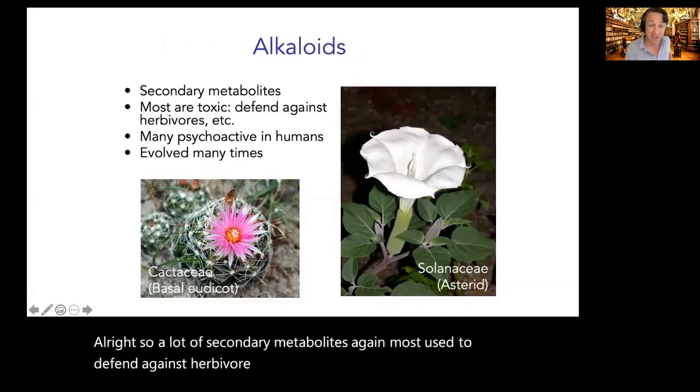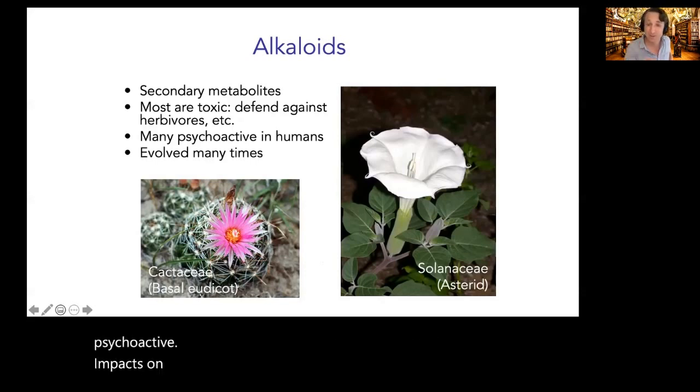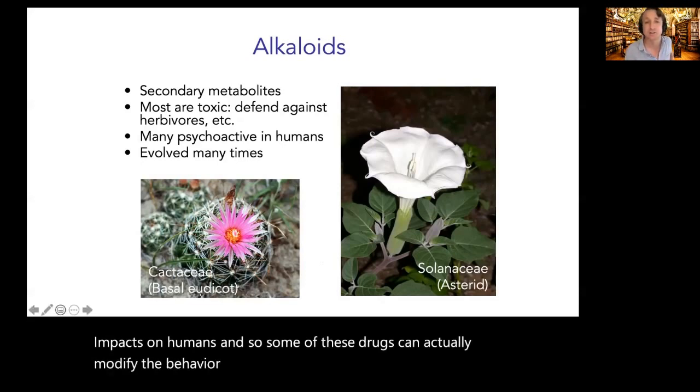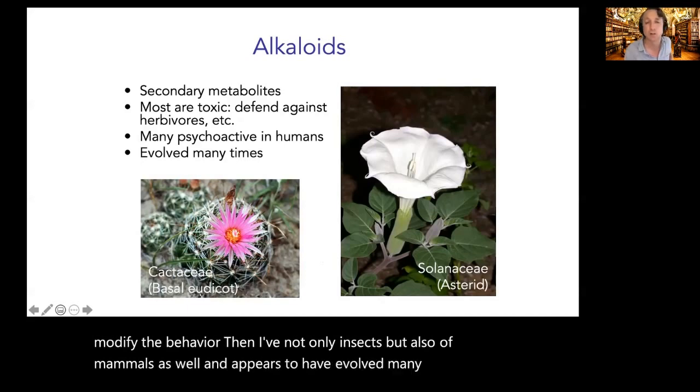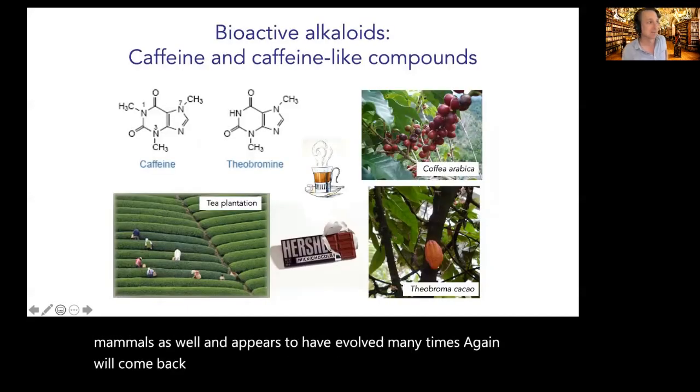Some of these have very psychoactive impacts on humans. And so some of these drugs can actually modify the behavior of not only insects, but also of mammals as well. It appears to have evolved many times. Again, we'll come back to talk about secondary chemistry.